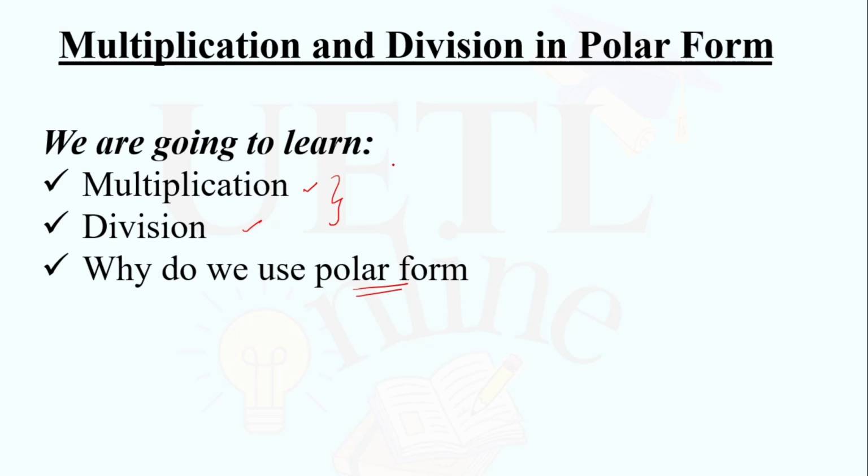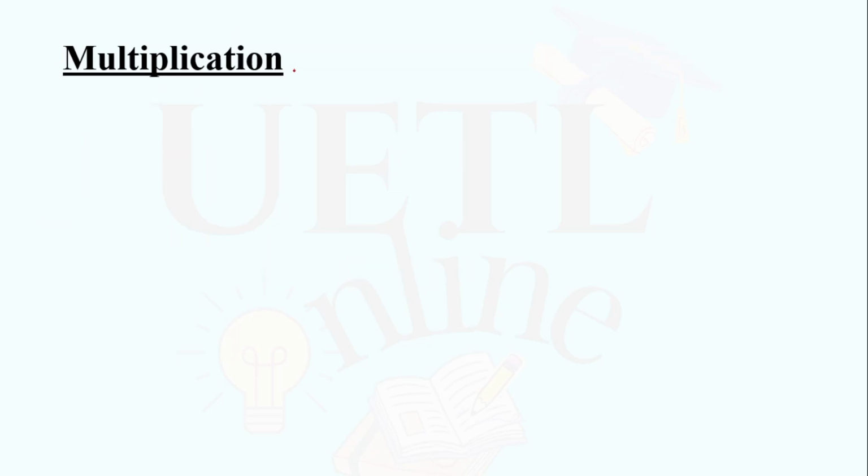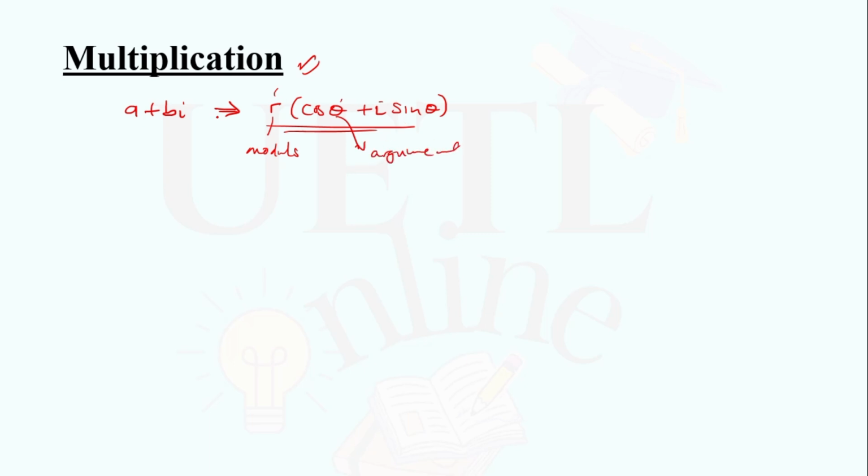Let's get into it. The first thing we're going to talk about is multiplication of complex numbers in polar form. Before we go in, let's understand what polar form is. Polar form is when you are given a complex number like a plus bi, and you change it to a form which is r(cos theta plus i sin theta). This is what we call polar form. Here r is the modulus, and theta is the argument of that complex number.